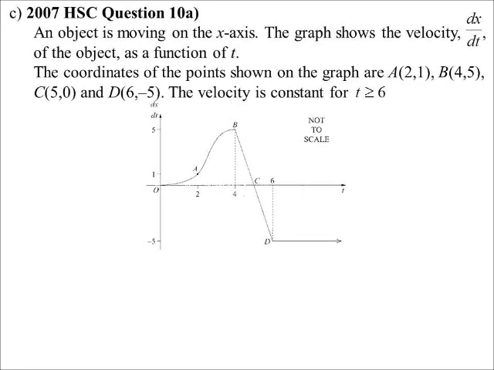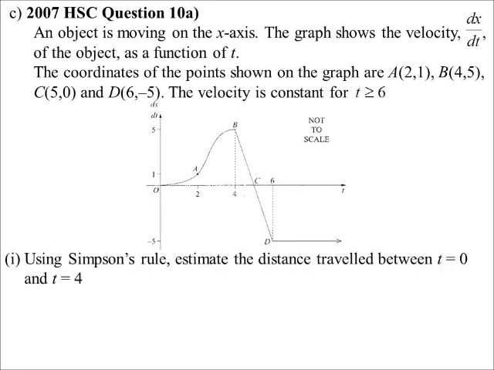2007. It wasn't quite as nice. This time we've got some curvy lines. Okay, coordinates of the points. So they've told us the points just in case you can't read off the graph for some reason. They've told you what those points are, the key points. And this is a velocity time graph. Oh, what? You mean we had to remember that? I thought that was 2 units.